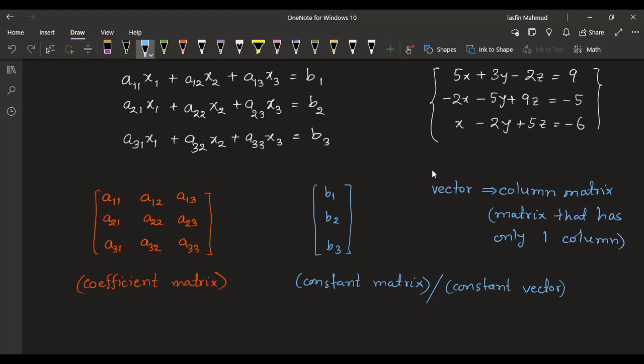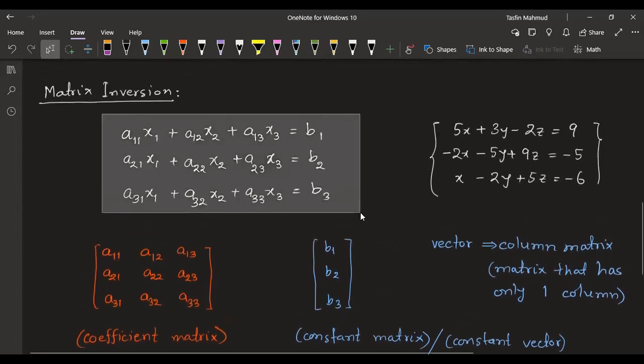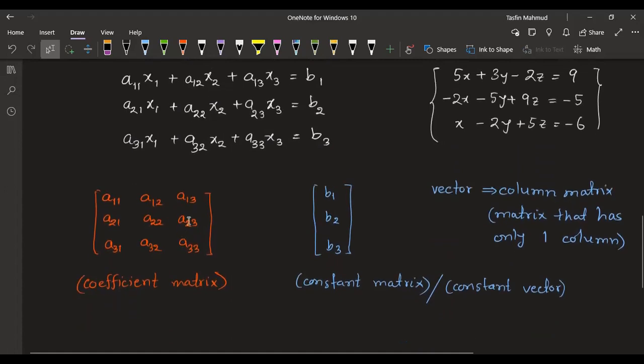Okay, so a vector is a special type of matrix. If I want to say, vector is a special type of matrix that's called the column matrix, and column matrix is a matrix having only one column. Okay, something that looks like this. So we may call it constant matrix, we may call it constant vector as well if we wish. Okay, so if we want to write this system of equations with respect to these matrices, then we can write it in this way.